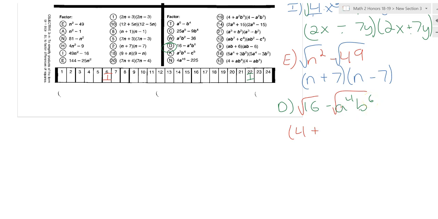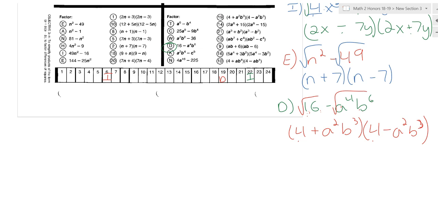The reason you have to have it be even is because the square root of an exponent is really just cutting it in half. So the square root of a to the 4th is a squared, and the square root of b to the 6th is b cubed. And then same thing. Another reason I like this one is because this one doesn't have a variable first, but that's okay. Whatever comes first here, when I take the square root, needs to come first as well. So it's 4 plus a squared b cubed, 4 minus a squared b cubed. So that's 19.